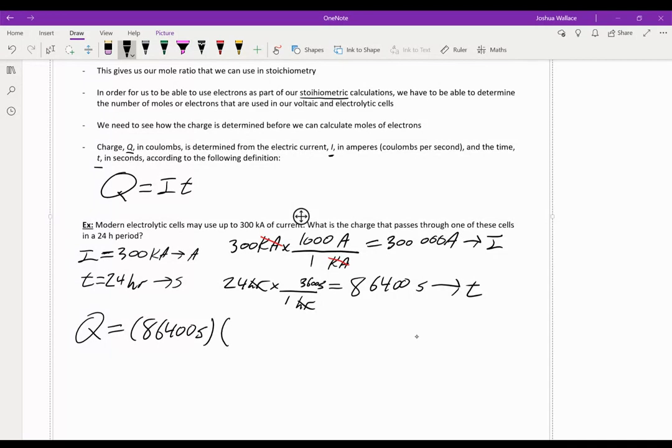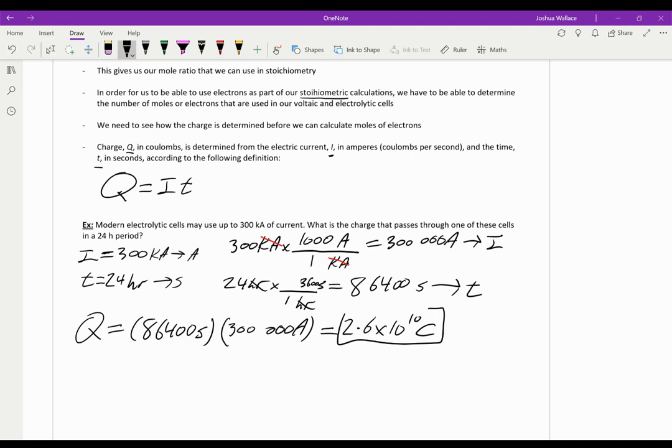So I multiply that with my 300,000 amps, and I get a large value of 2.6 times 10 to the 10 coulombs. And I'm done.